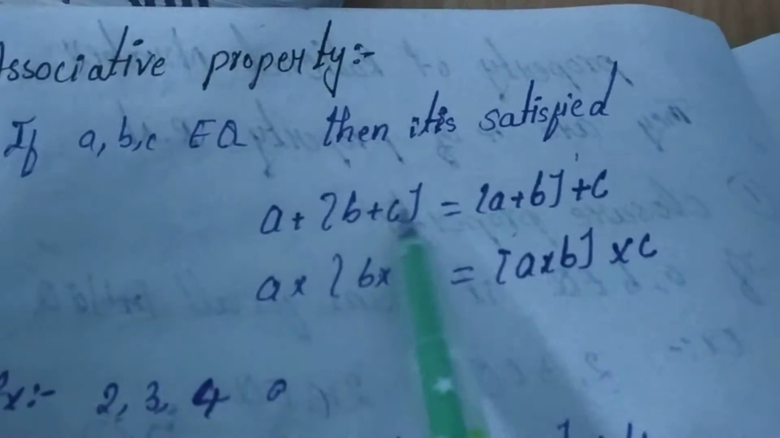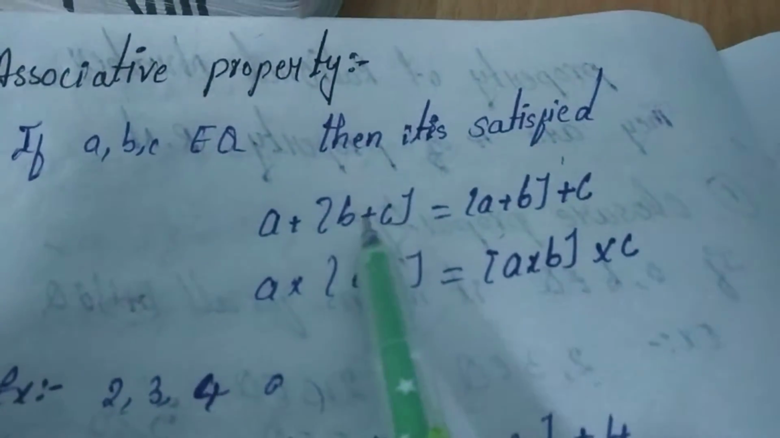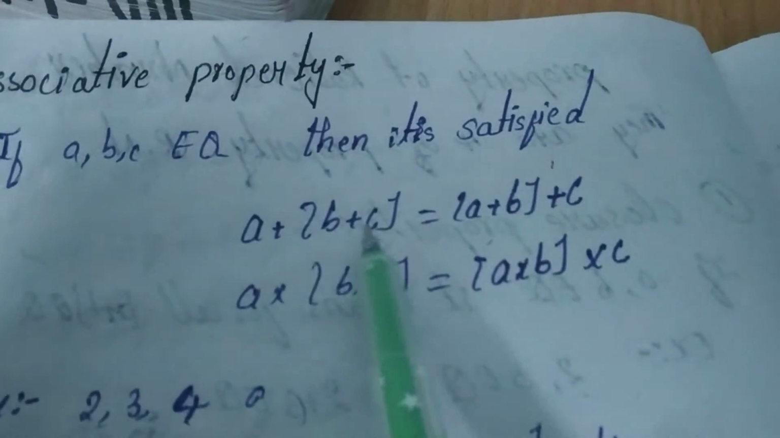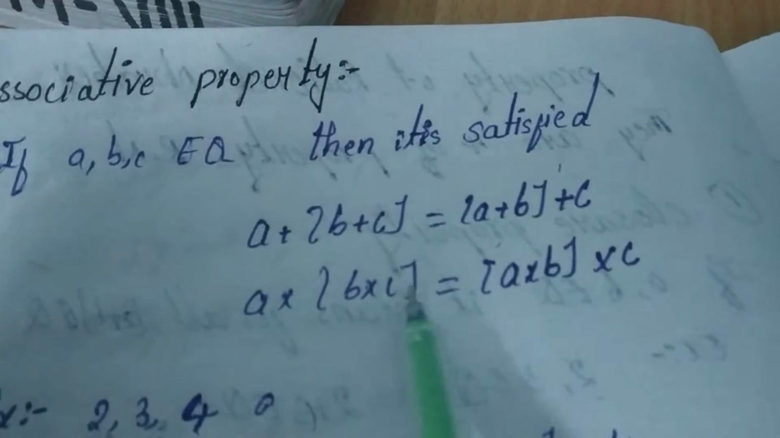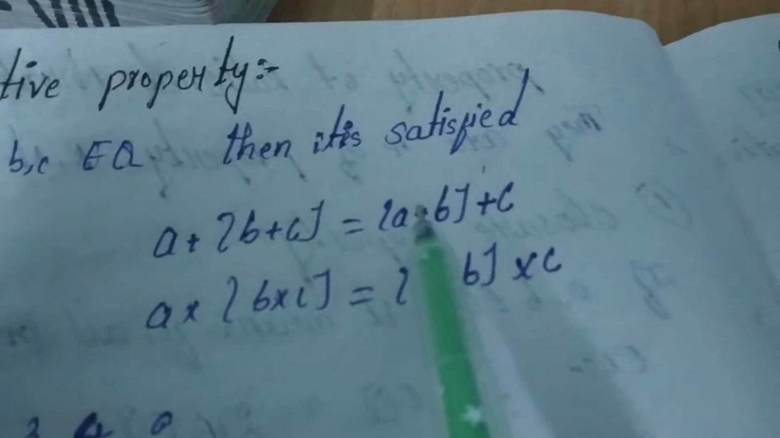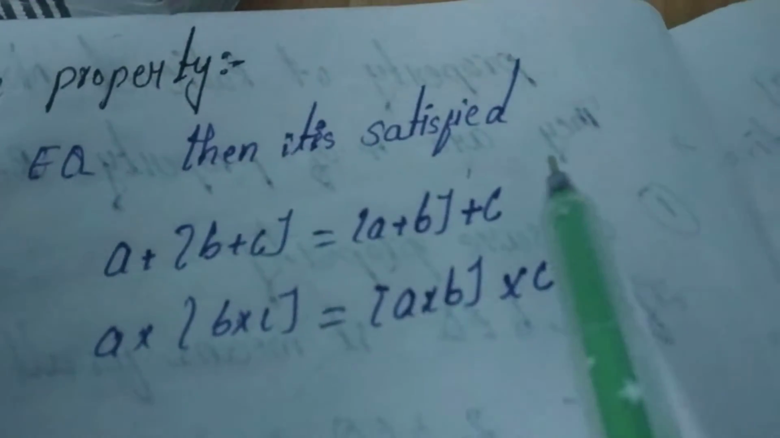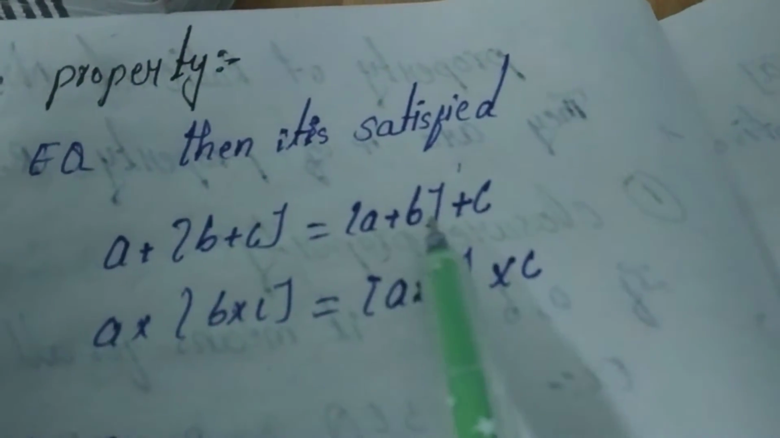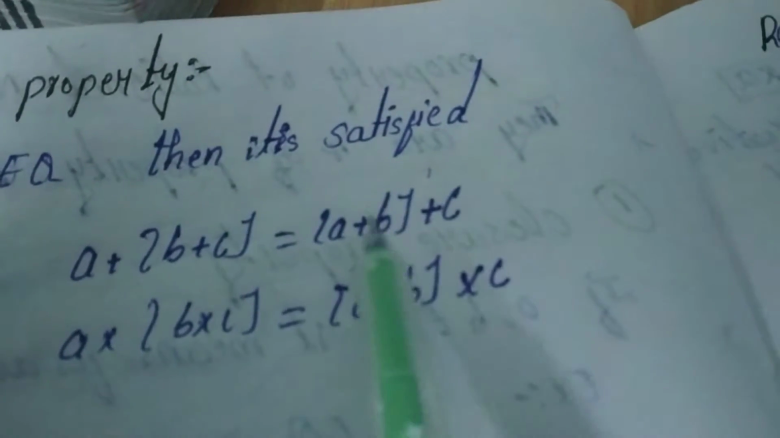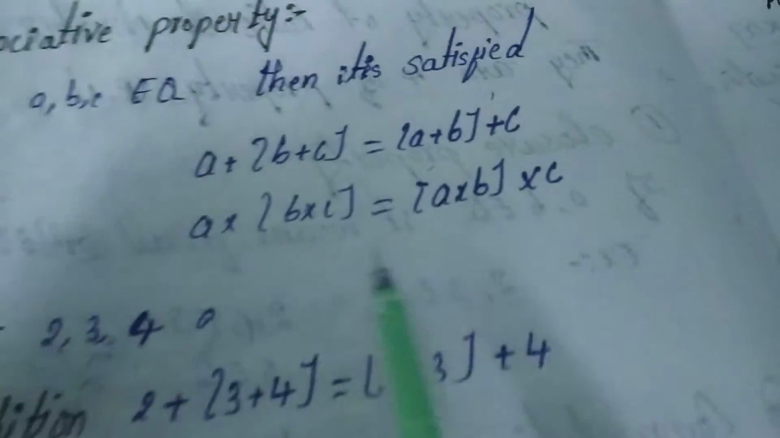That means the first condition is satisfied. What is the first condition? Here, two numbers on addition: if we add the first two numbers, or multiply the first two numbers, we get the same answer. If you add the last two numbers, first we have to add the first two numbers, then the last number, we get the same answer. Okay, these are the two conditions.